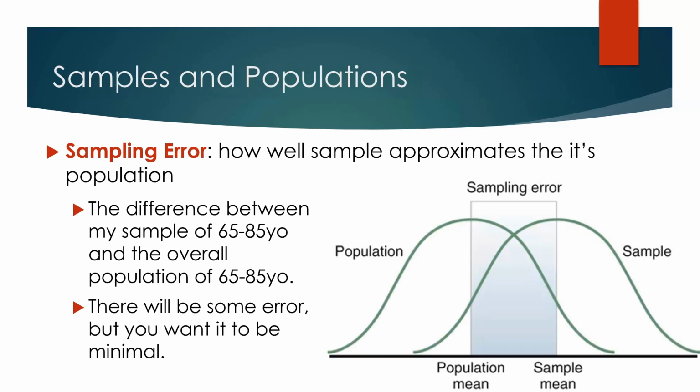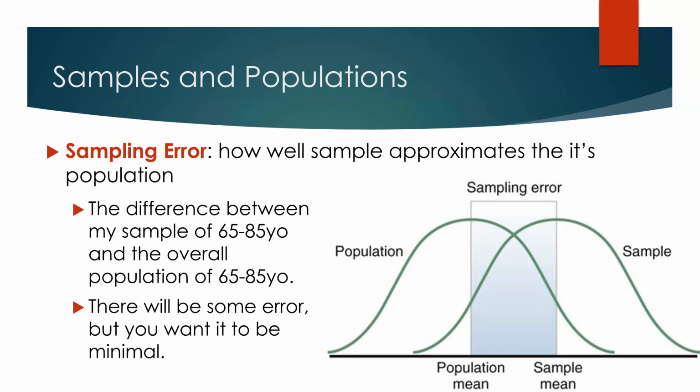So let's talk a little bit about sampling error here. Now, the difference between my sample of 65 to 85-year-olds and the overall population of 65 to 85-year-olds, the bigger the difference is between my sample and population of those people, the greater my sampling error is going to be. So what you're looking for is a very small sampling error. 0 would be no error at all. You're never going to find 0, because remember, your sample is not identical to the population. The only way you'd have a sampling error of 0 is if you're studying the population itself, and that's not the case. We always have a sample, a smaller group taken from the larger group.